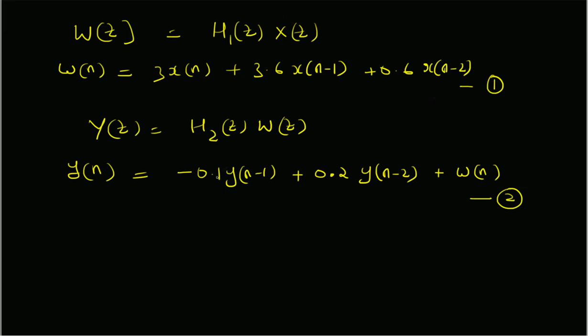And now for h2 of z, w of n becomes the input and y of n is the output. The relation is y of n is equal to minus 0.1 y of n minus 1, that is the previous value, plus 0.2 y of n minus 2, that is after 2 delays, and finally w of n. So we can build the whole direct form 1 structure by just combining these two systems.